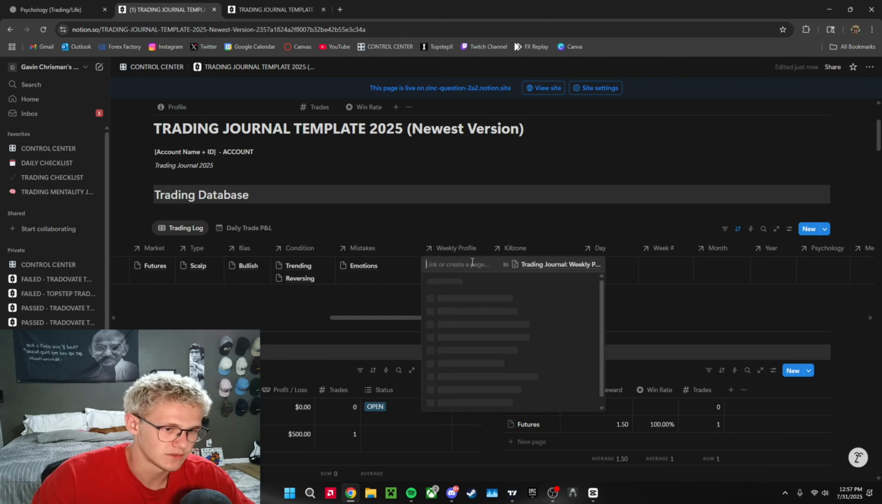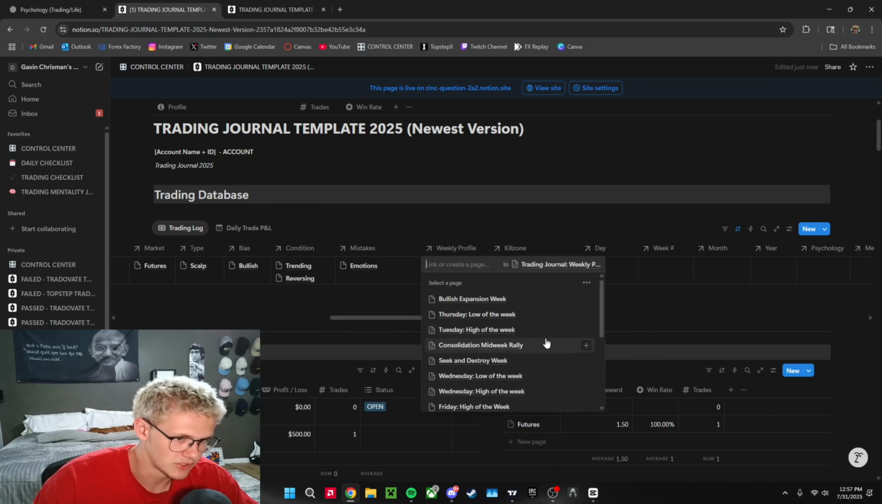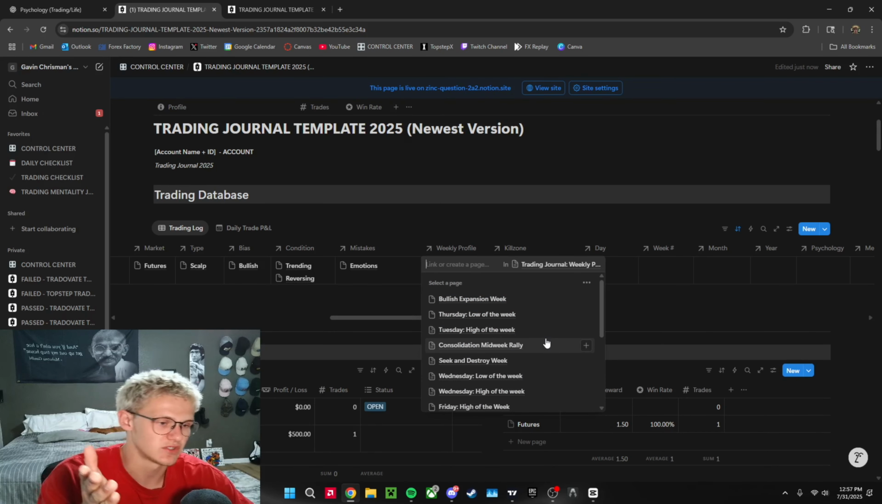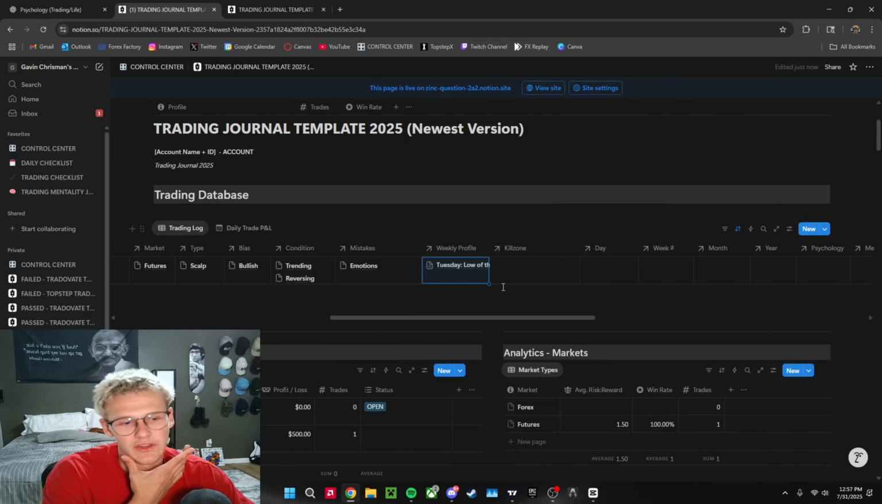The next drop down is going to be weekly profile. This is a little bit difficult because you need to know different weekly profiles to signify what you think the market is doing for that week. But the good thing about a lot of these is, let's say we had a low of week on Tuesday and you don't know what that looks like.